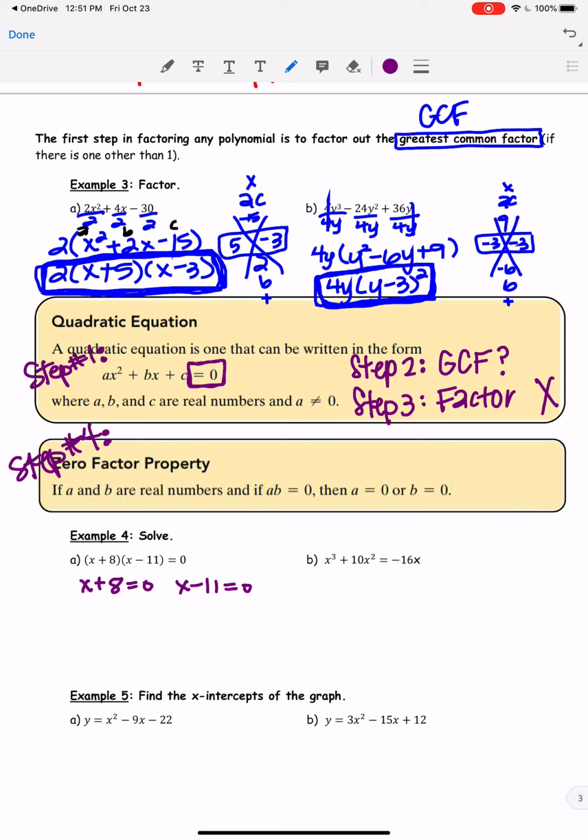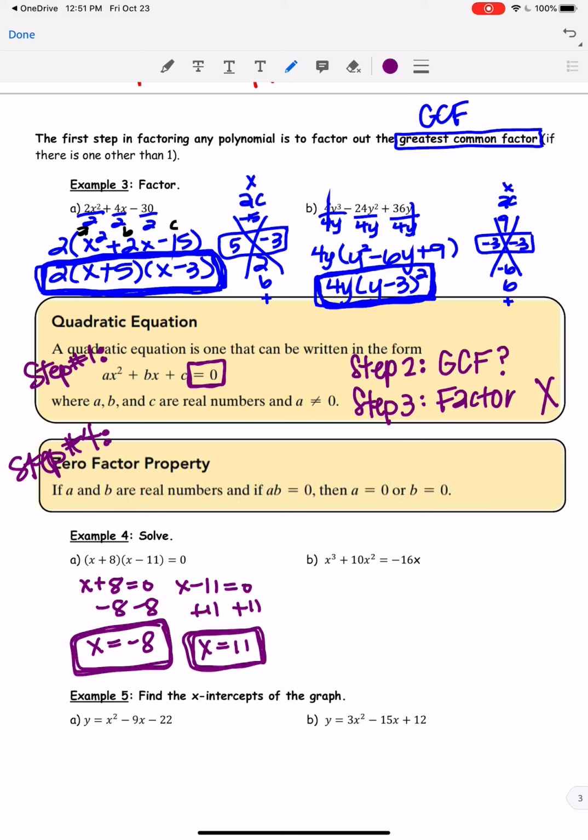And then solve. You're going to subtract your 8 over to get x equals negative 8, and you're going to add your 11 over to get x equals 11. So when it's already factored for you and it tells you to solve, you just got to thank the people. They already did the hard work for you.